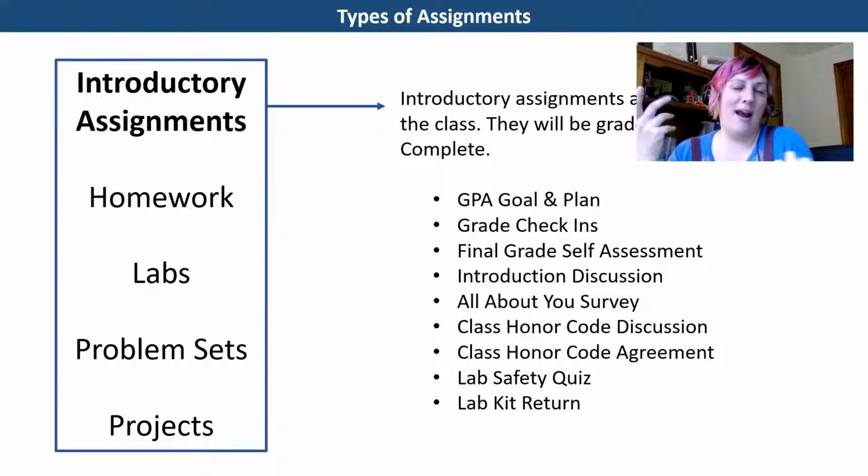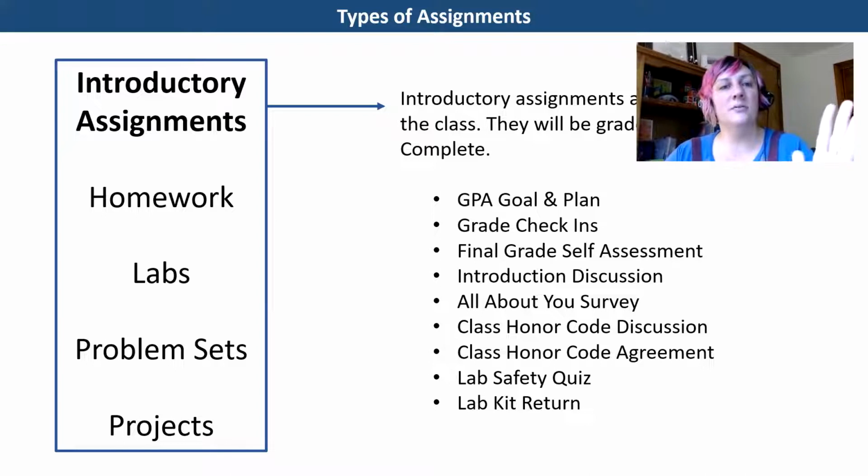I need to know who you are, and your peers do too. So I have an introductory discussion that's a required assignment at the beginning of the class, and a survey that tells me about the type of learner you are. We'll develop a class honor code, so that's part of our introductory assignments, and a lab safety quiz. So to pass the class, you have to do these things. And it's kind of like just the ground level work that we have to do to be able to interact and engage in this material.